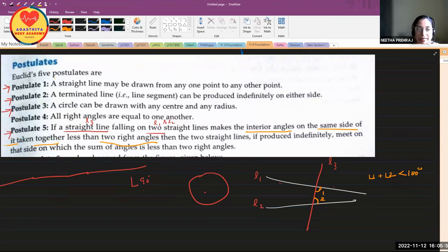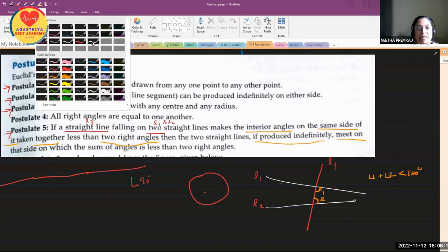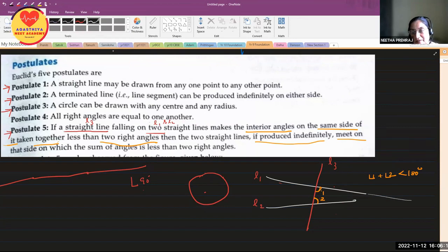less than 2 right angles, then the 2 straight lines, if produced indefinitely, meet on that side. See, if you extend these two lines, the name of these two angles is co-interior angles. If you add these two angles and the sum is less than 180 degrees, and if you extend them, they definitely meet at a point. They definitely meet at some point. That is what they are trying to say.